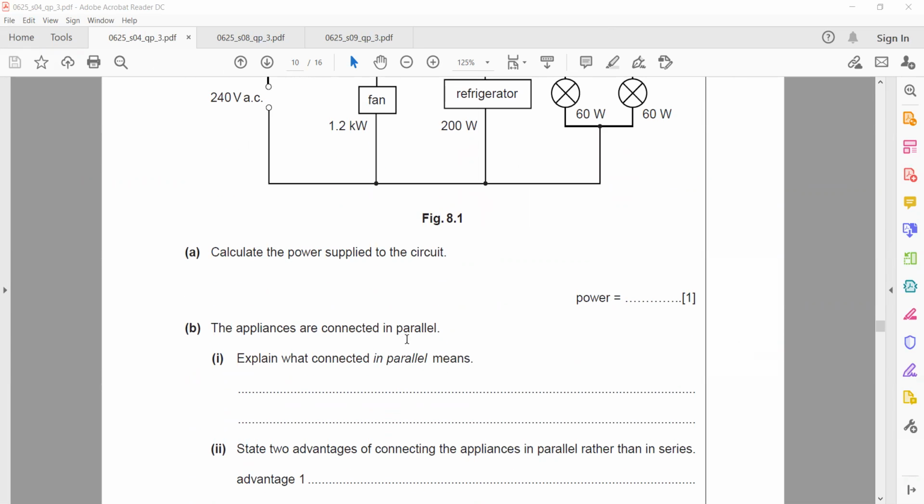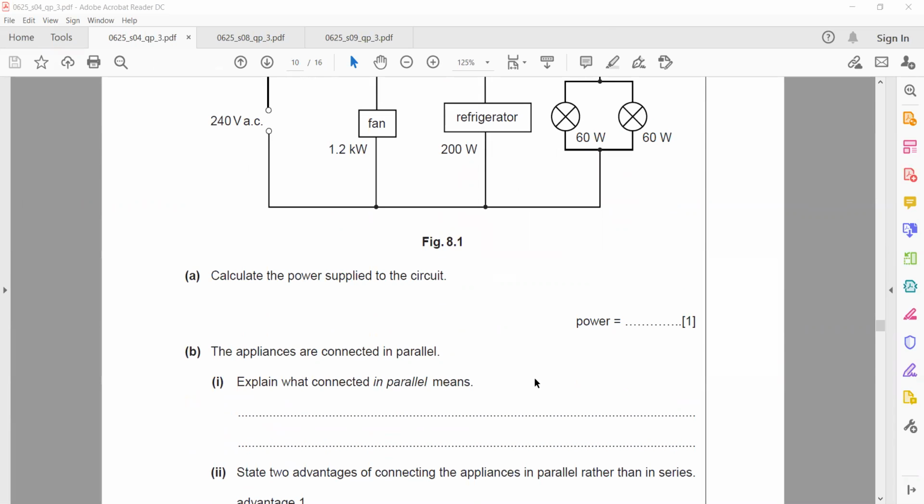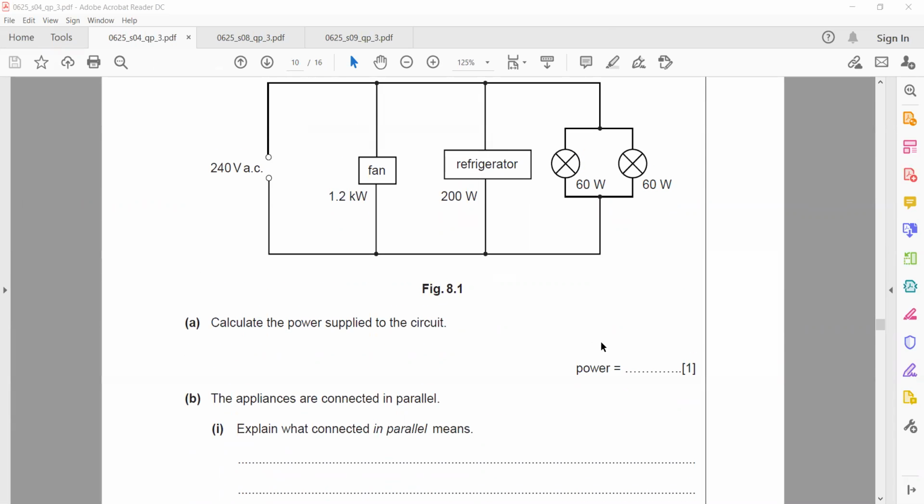The appliances are connected in parallel. Explain what connected in parallel means. What's the meaning of parallel?